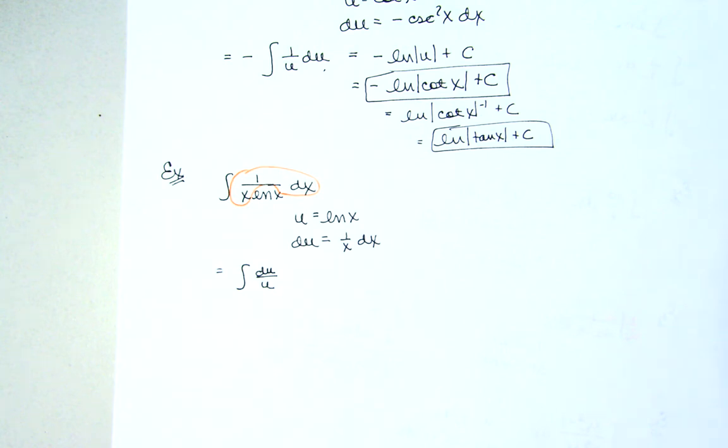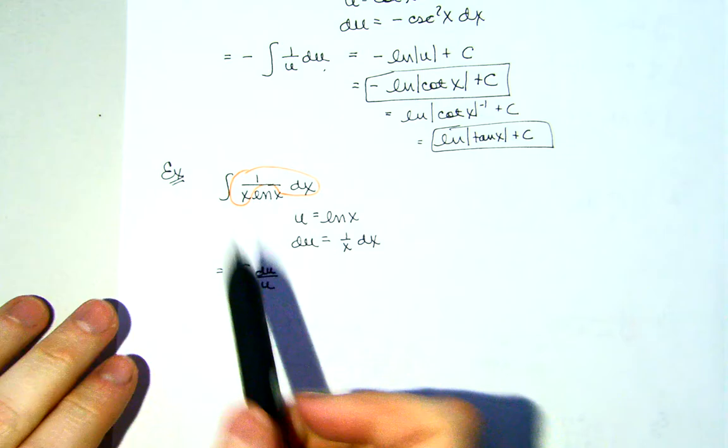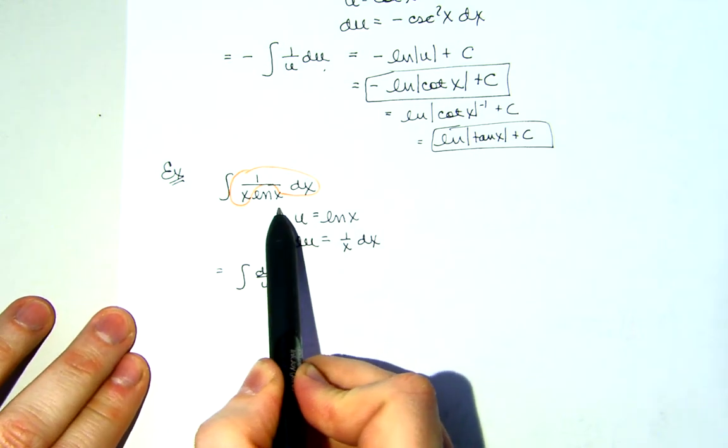Okay, if you were saying u du, that would be the problem like the natural log of x over x dx. I've got the natural log in the bottom. That u has got to go in the bottom.